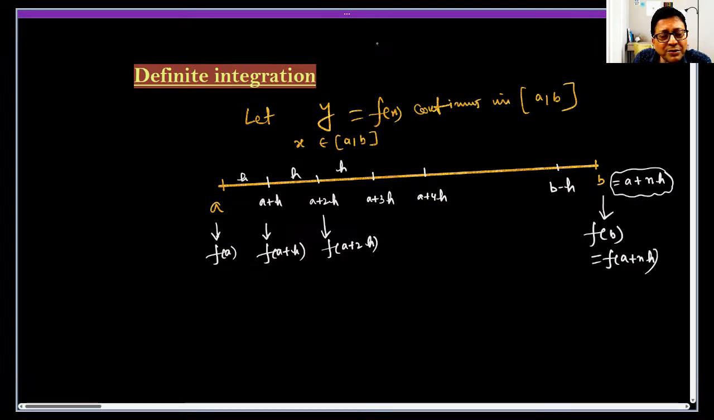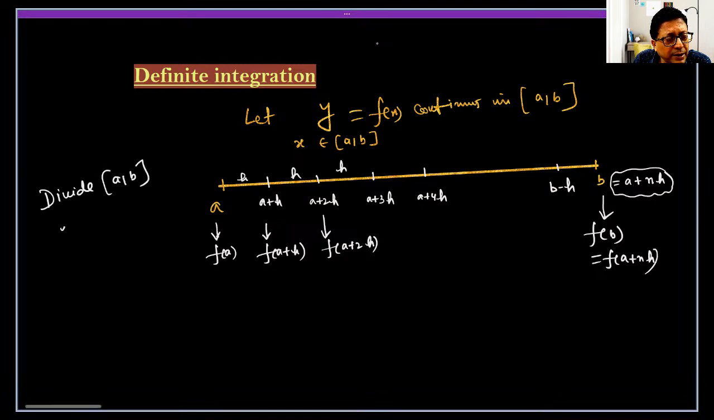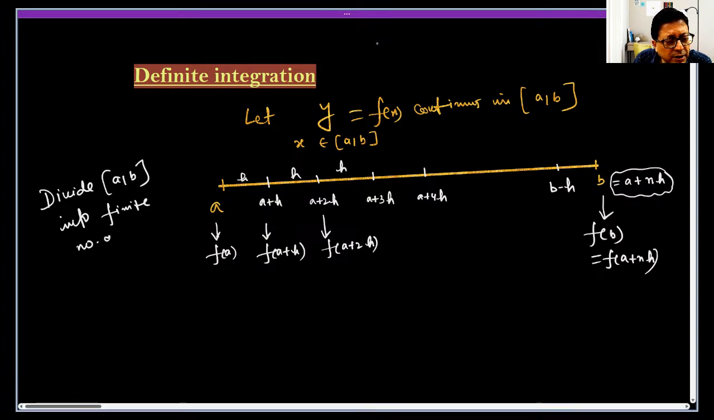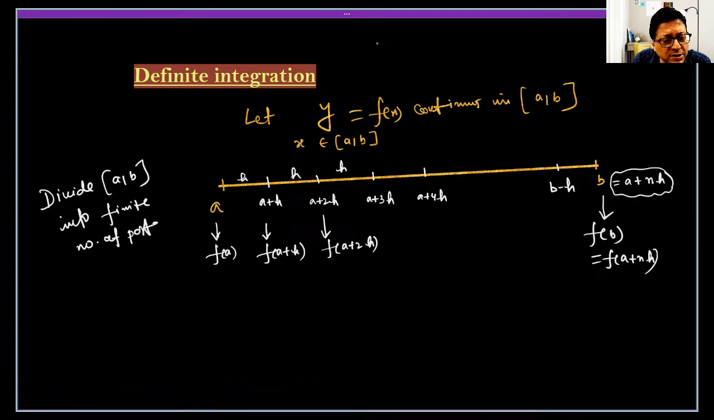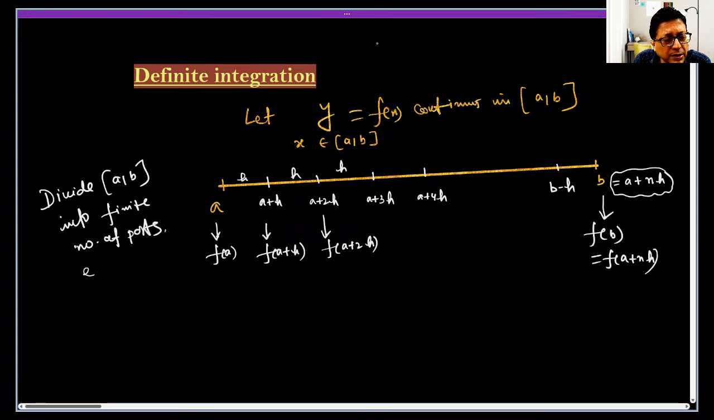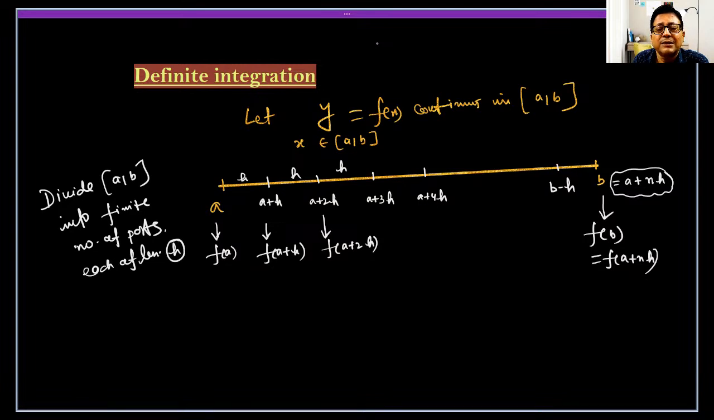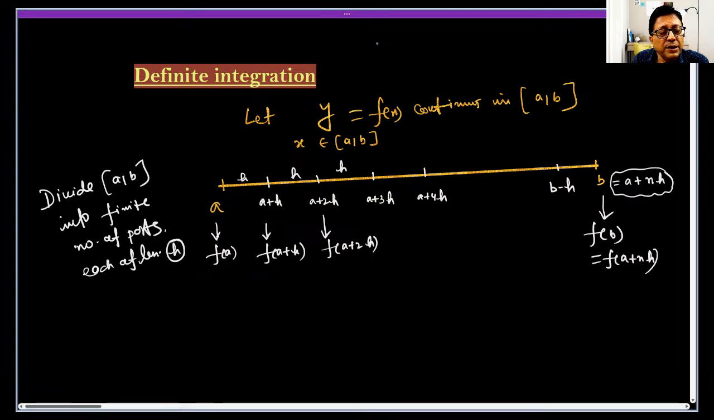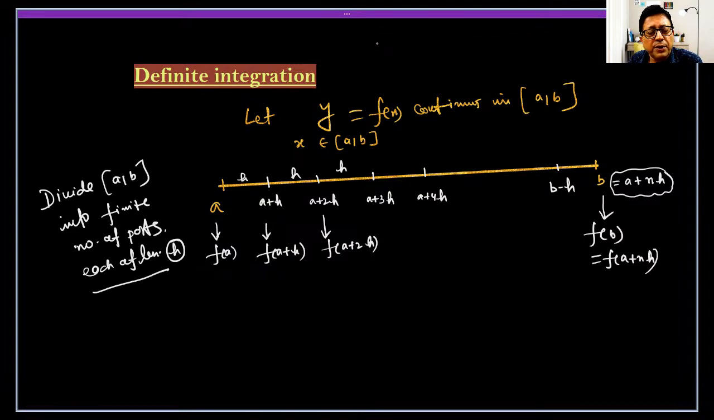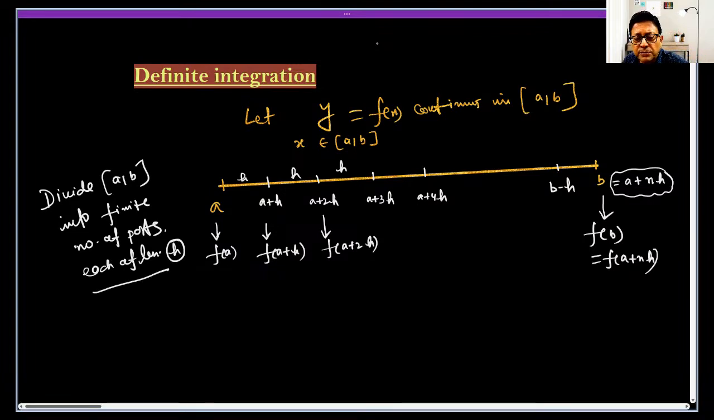Okay. So what we did there, we divided [a, b] into a finite number of parts each of length h. Okay, this only we did so far. Functional values at these points also we found.